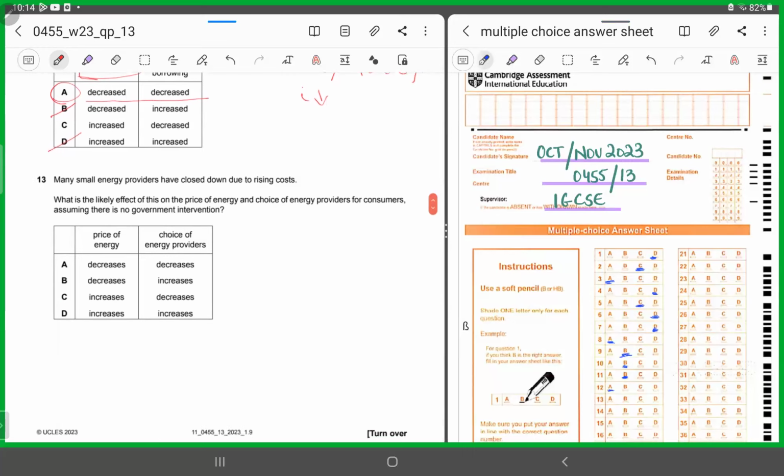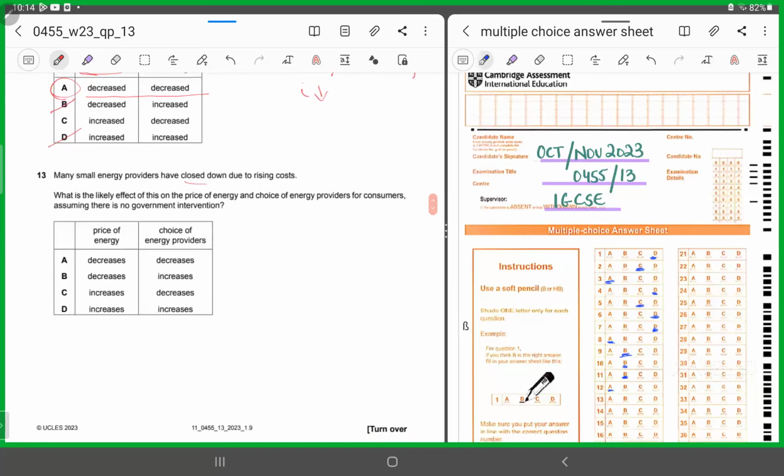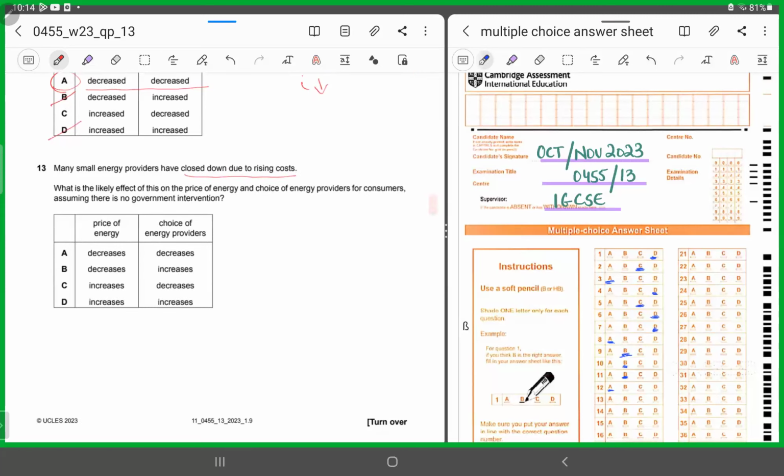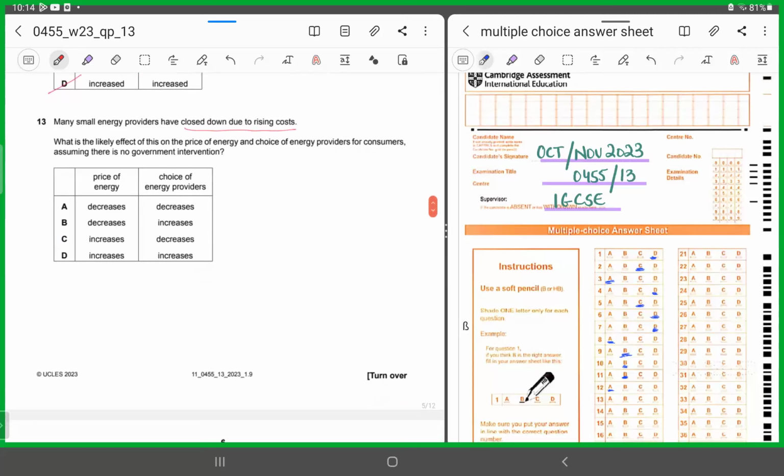Number 13. Many small energy providers have closed down due to rising costs. Now, what is happening? Because the costs of production are rising, the energy providers that are smaller in size are shutting down their productions. What is the likely effect of this on the price of energy and the choice of energy providers for consumers, assuming there is no government intervention? Now, they want you to determine the impact on the price of energy and the choice of energy providers.